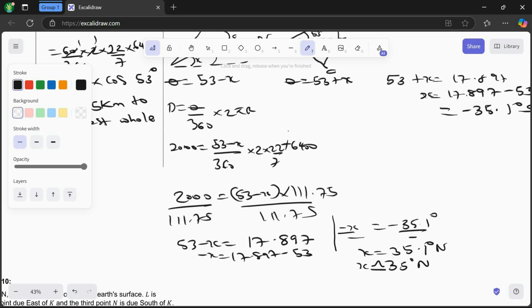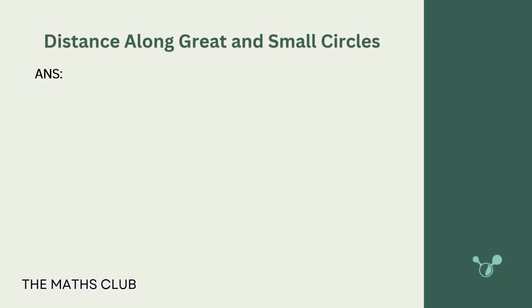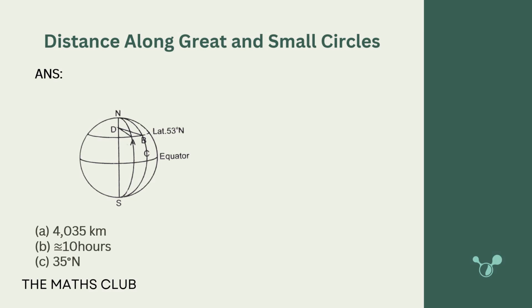Let's see if our answer is correct. Great, to see our diagram, and then you see 4,035 kilometers, 10 hours, and 35 degrees north.